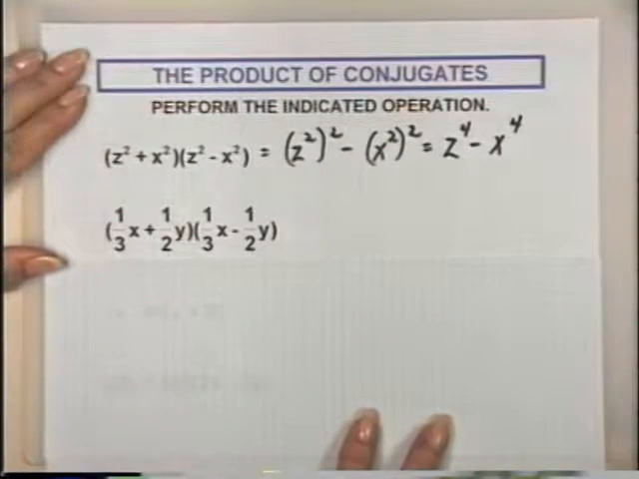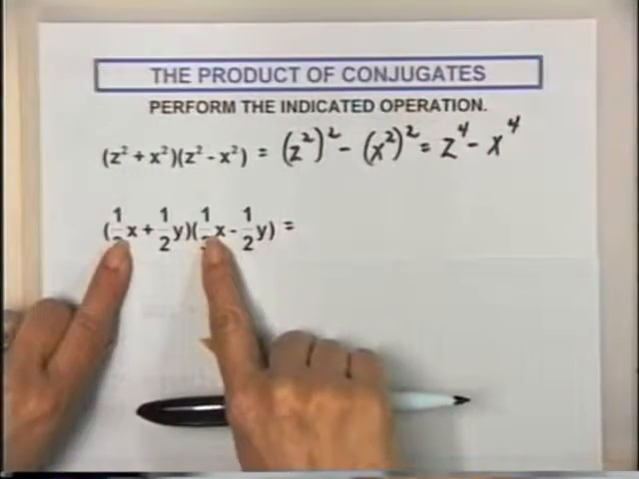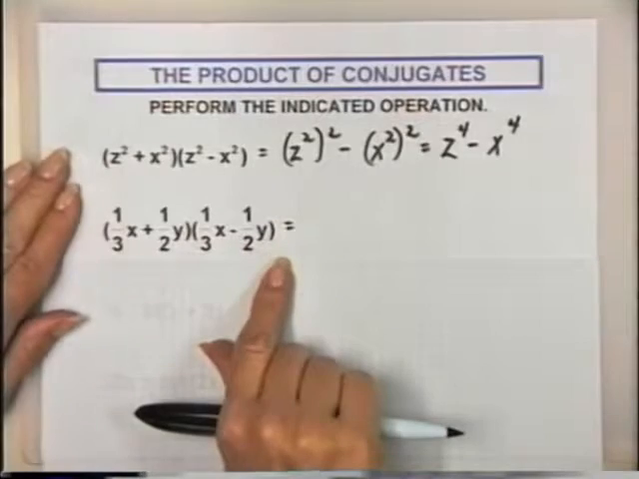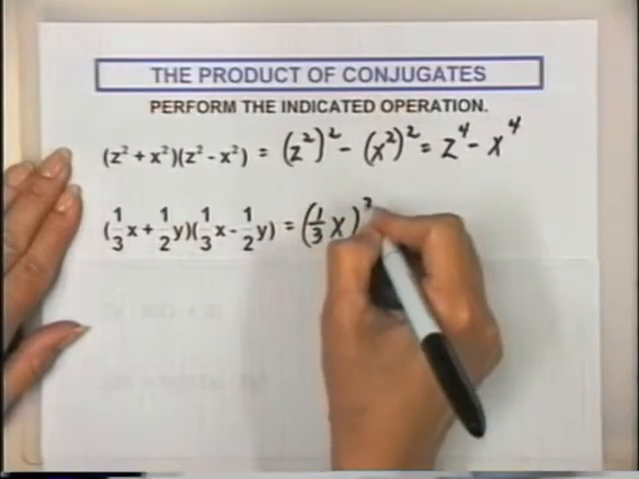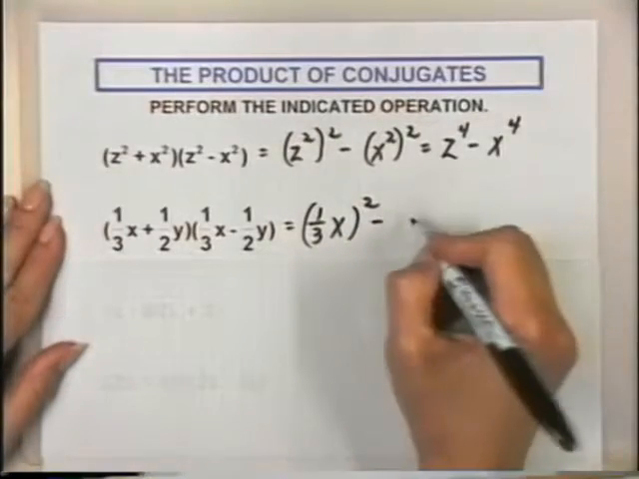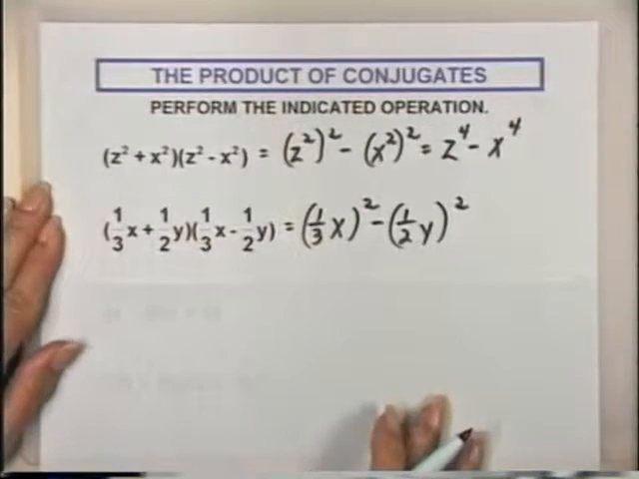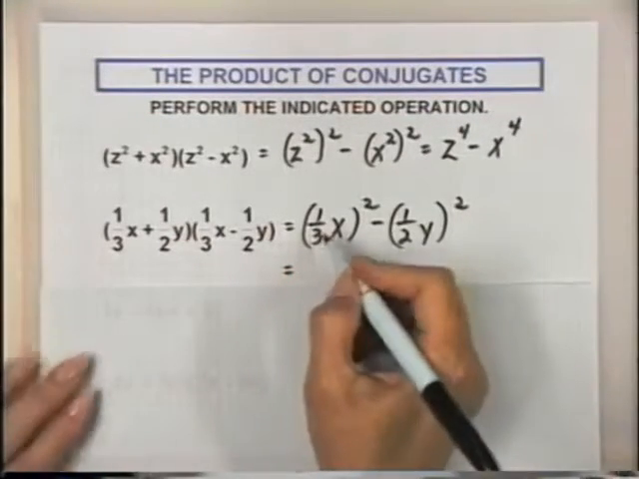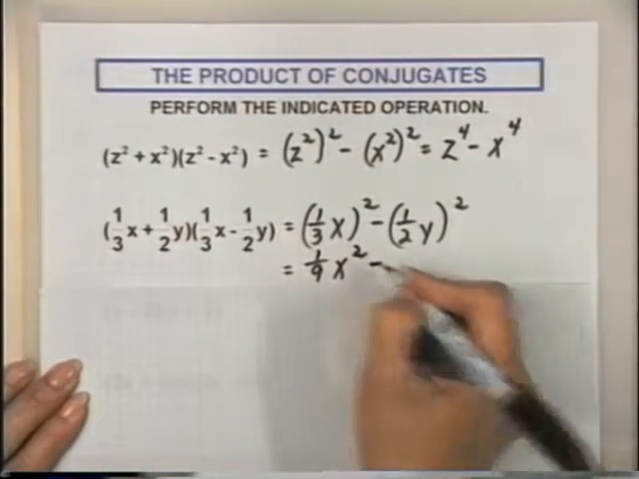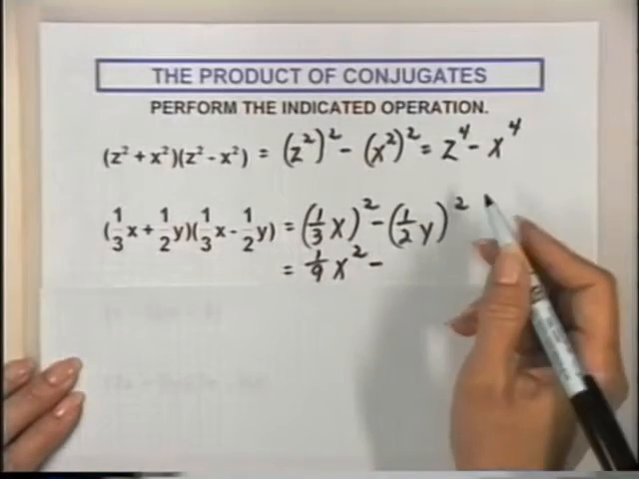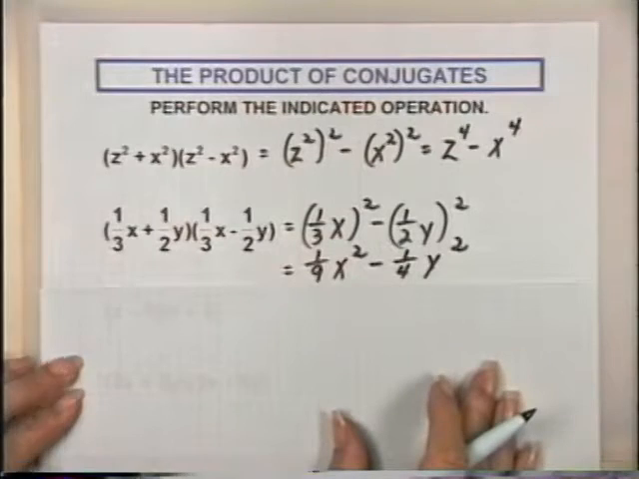Next problem, fractions. Same first term, opposite second term. So I will square the first term, subtract, I will square the second term. When I square 1/3 x, I will get 1/9 x squared. Subtract, when I square 1/2 y, I get 1/4 y squared.